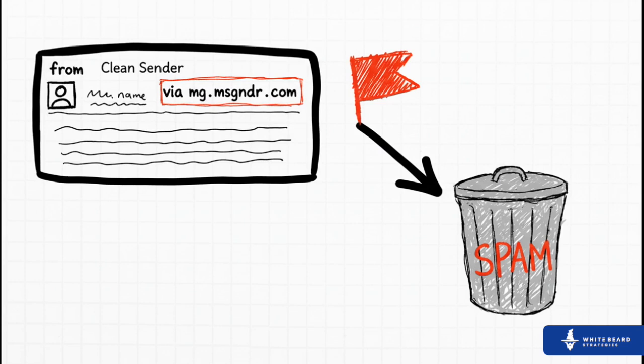But here's the catch, and it's a big one. If you just sign up and start blasting emails without doing any setup, your contacts are going to see this weird little tag that says via mg.msgndr.com. Not only does it look kind of unprofessional, but email providers like Gmail and Outlook see it as a huge red flag, and that can absolutely crush your chances of ever hitting the inbox.